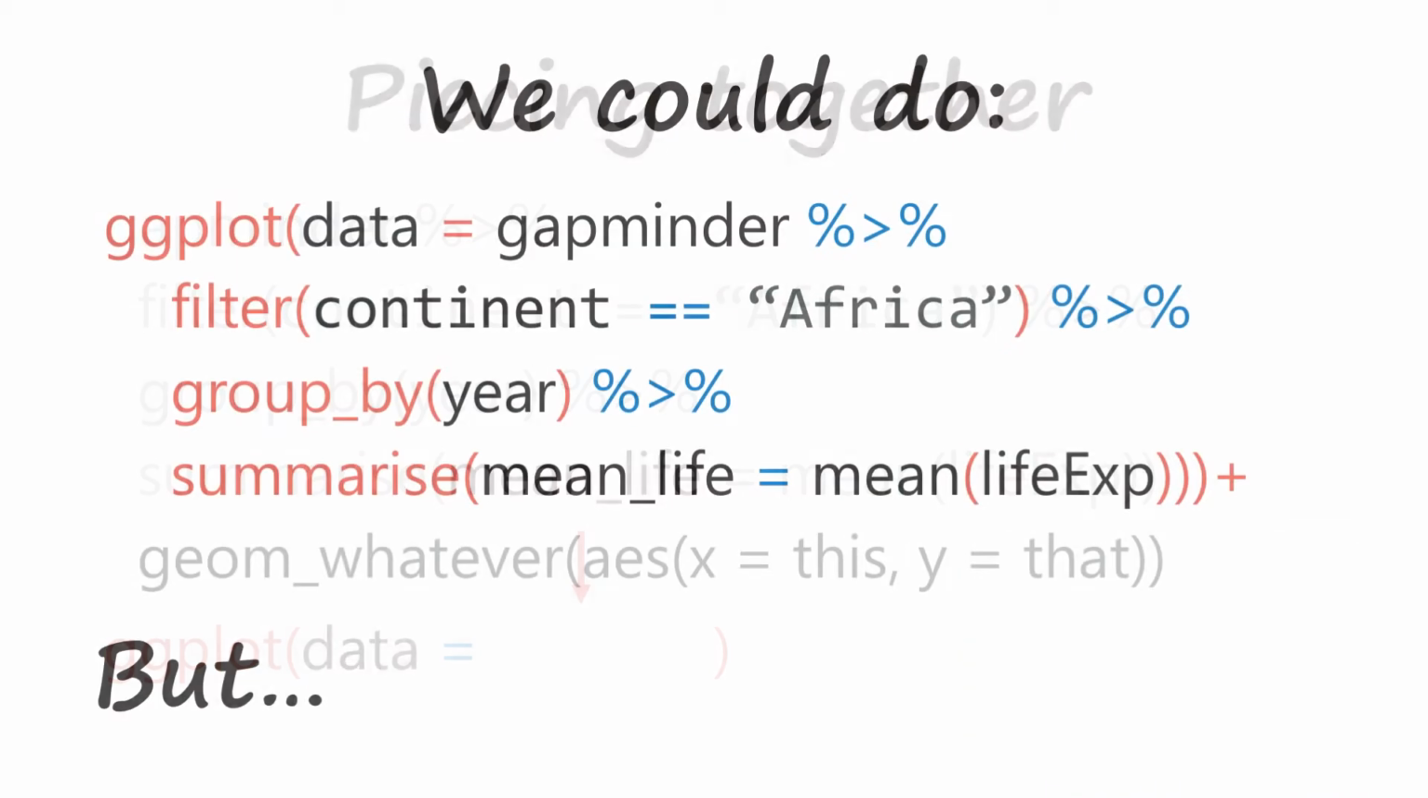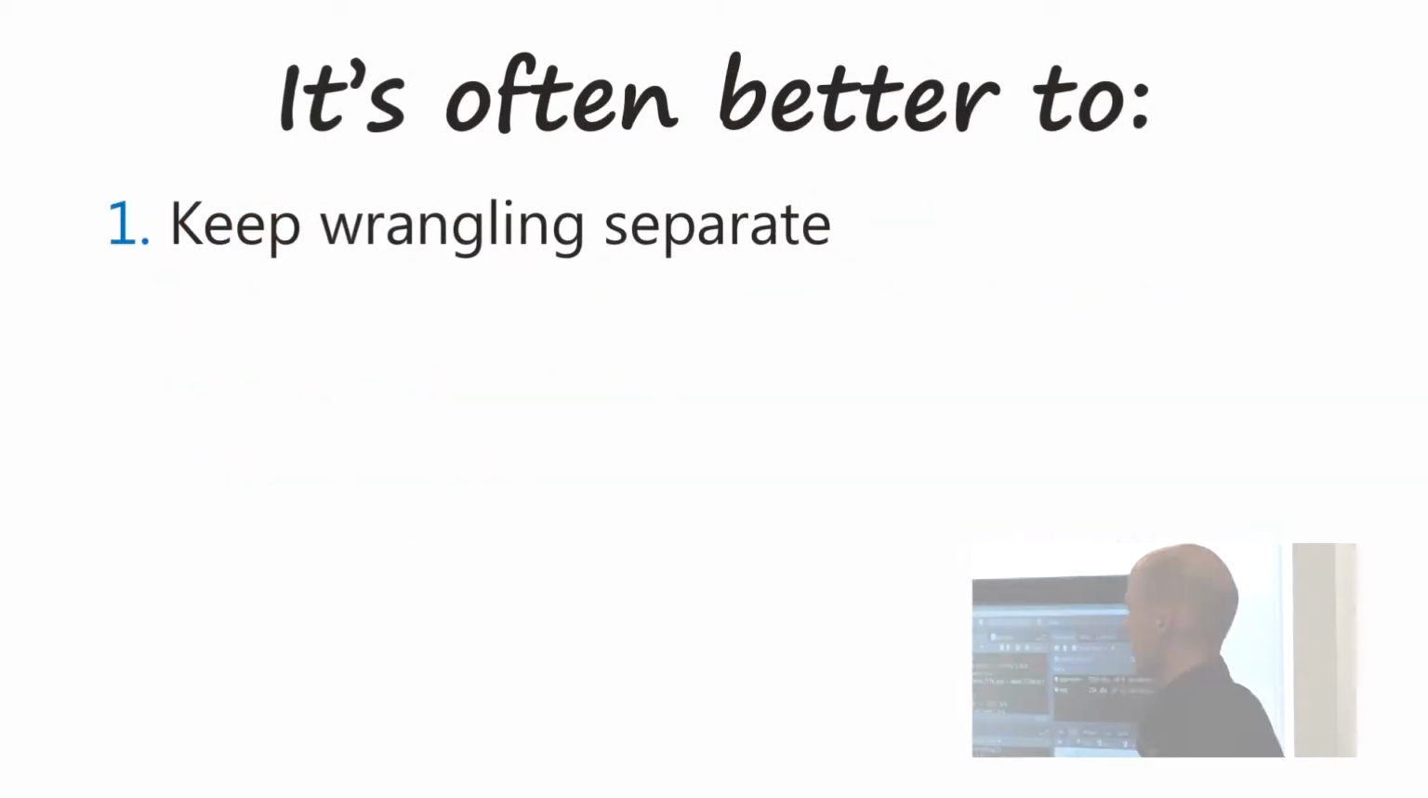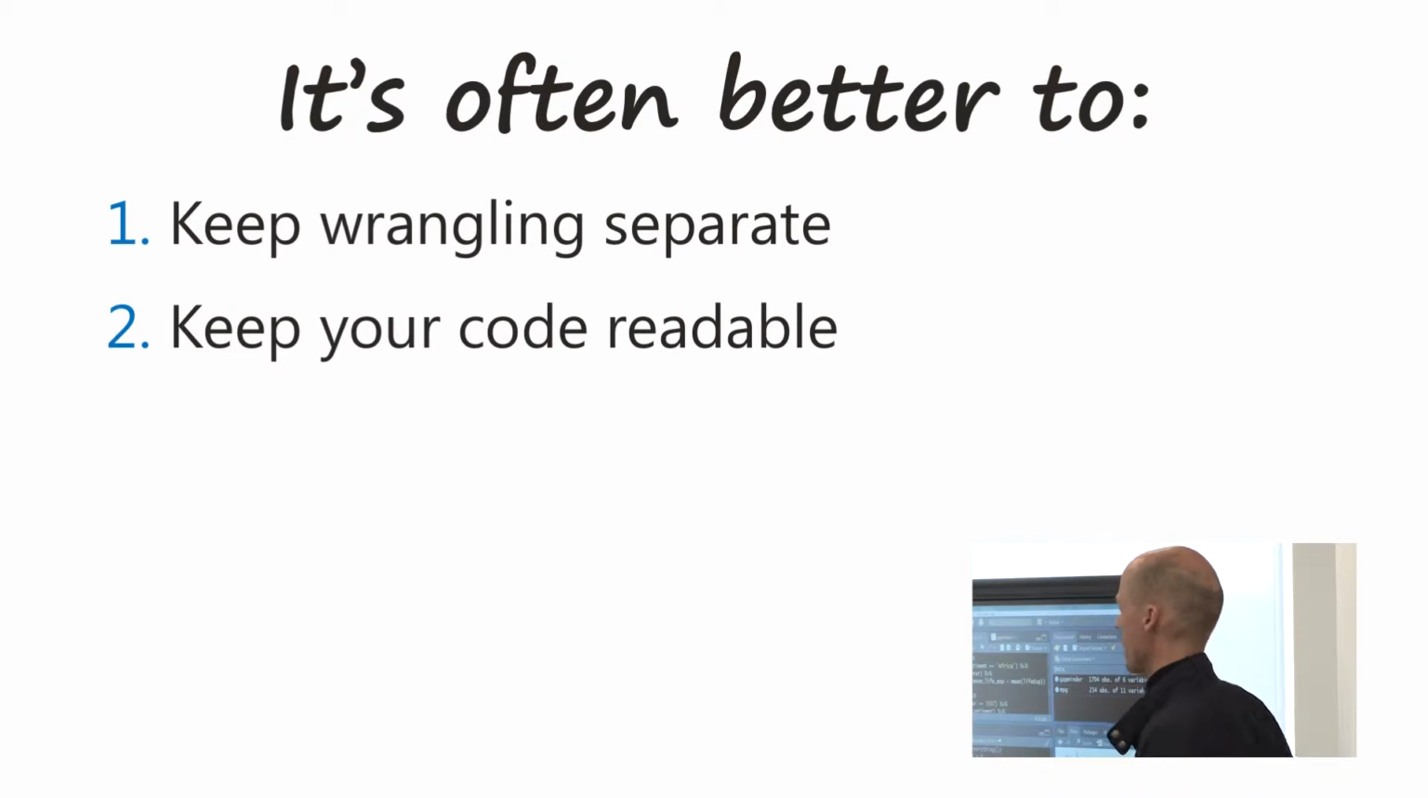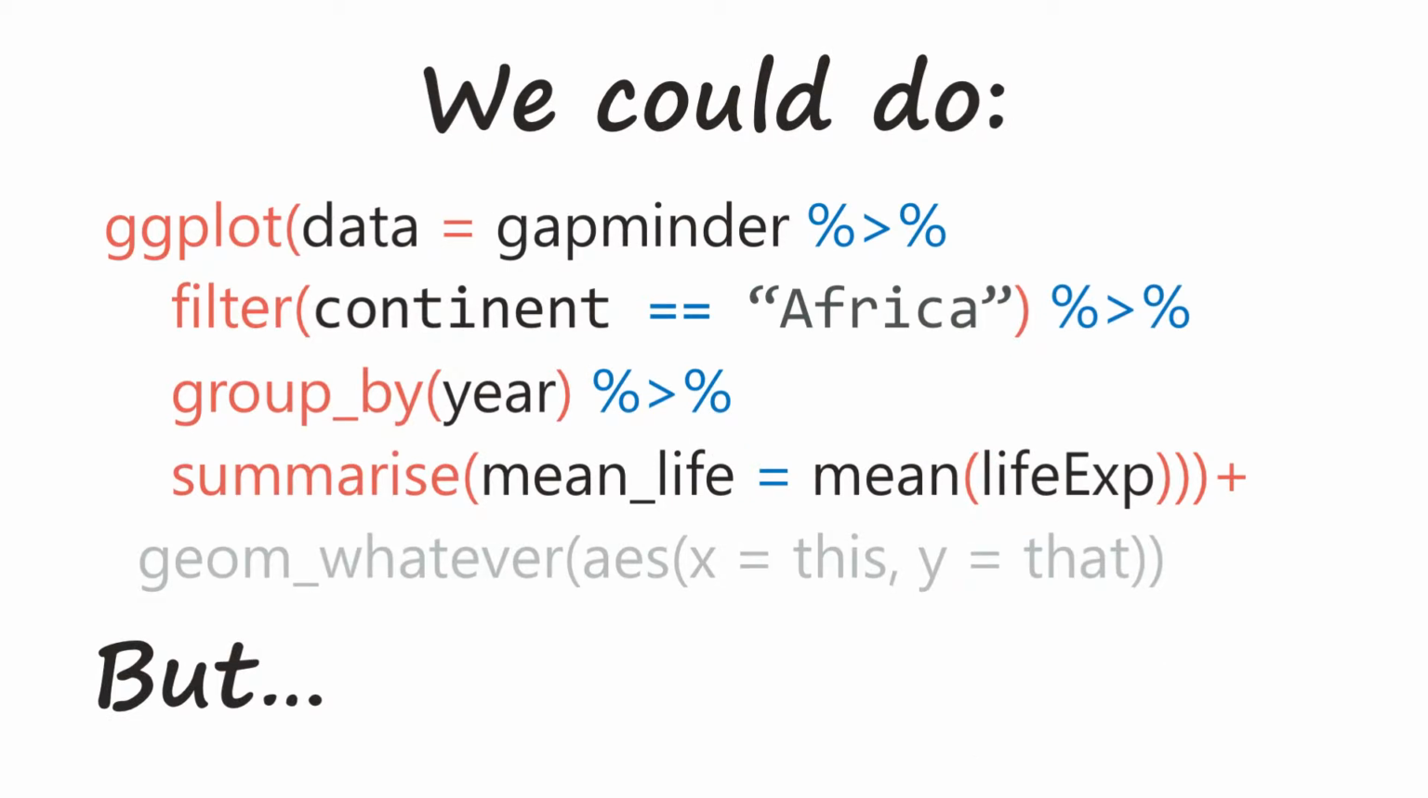Now that could look like this, but it looks a bit cumbersome. And it's often better to keep the wrangling aspect a separate part of your script. So I often have a section for data wrangling and then a section for all my plots. Better to keep the wrangling separate to the plotting. It's always better to keep your code readable. I mean, this is less readable than an alternative that I'm going to show you.